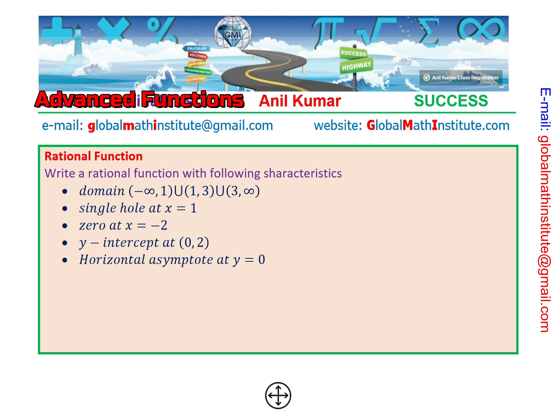Write a rational function with the following characteristics. Domain is from minus infinity to 1, 1 to 3, and then 3 to infinity. So that means 1 and 3 are not included in the domain of the function. There is a single hole at x equals 1, zero at x equals minus 2, y-intercept is 0, 2, and horizontal asymptote at y equals 0.